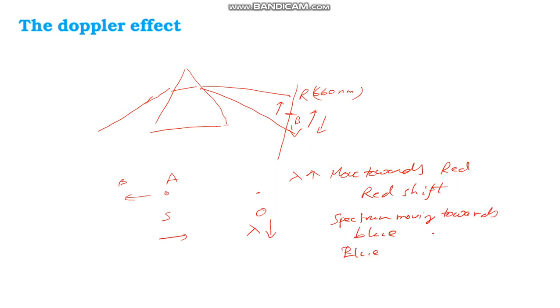You need to understand these two terms, redshift and blue shift. Redshift means lambda is increasing, blue shift means lambda is decreasing. This is of very great importance in astronomy actually. When they study stars, they see whether we are moving towards the redshift or the blue shift.